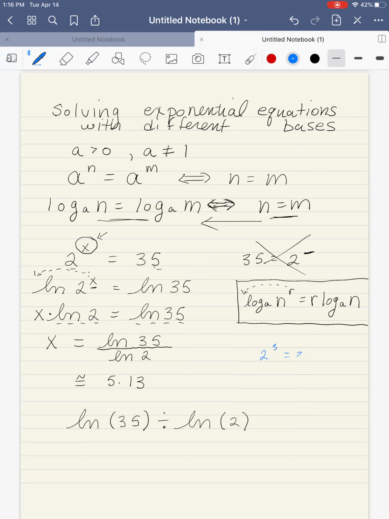And that makes perfect sense because we know that 2 to the 5th power equals 32. So it makes sense that 2 to approximately the 5.13 power equals 35. If you plug in 2 caret 5.13 on your calculator, you get 35.017 something. And that's because of a little bit of rounding error when we rounded to 5.13.